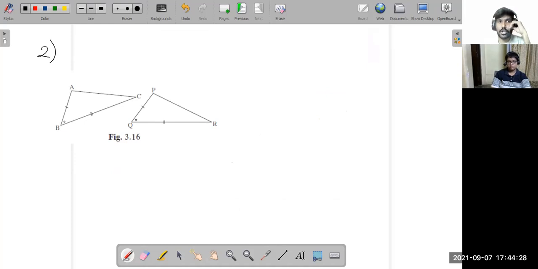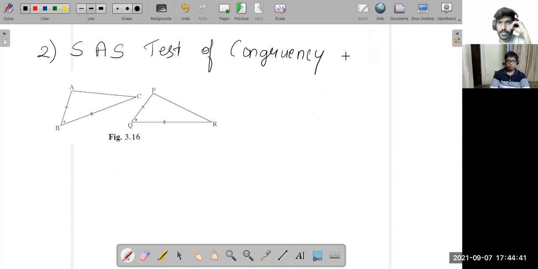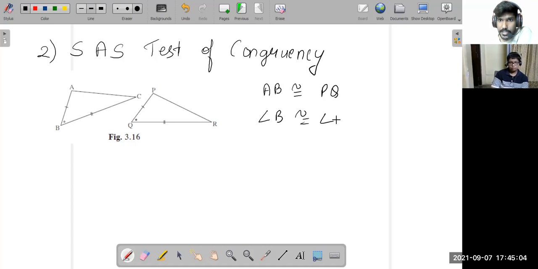The second one is called SAS test of congruency. Okay, now in this, what happens? In the two triangles, you have to prove two sides, and the angle between the two sides should be congruent to each other. So first, you prove AB is congruent to PQ. Then the angle B should be congruent to angle Q.